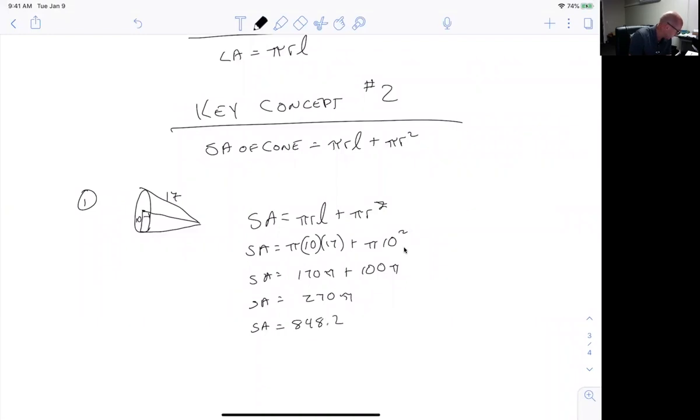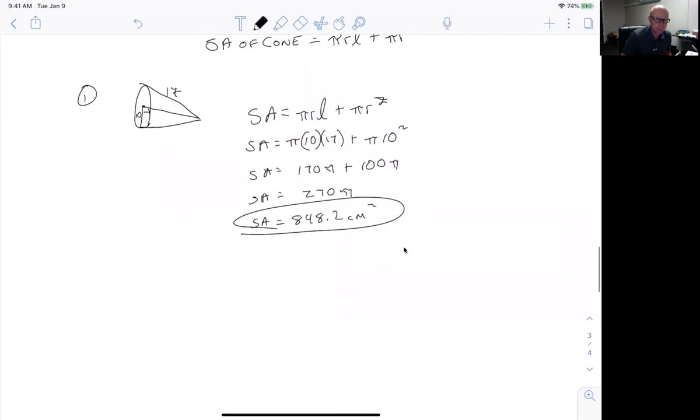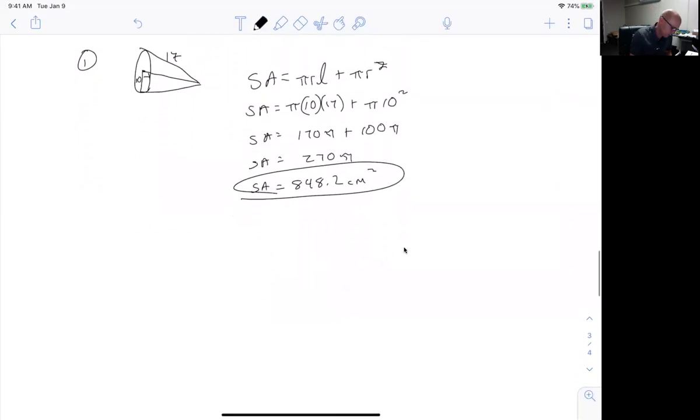848.2, and we're dealing in centimeters. There you go. That's number 1. Pretty simple, I think. As long as we know how to find the lateral surface area of the cone, I should be fine. It should be no different than what I've been doing. Okay, let's try another one. Let's do number 2.